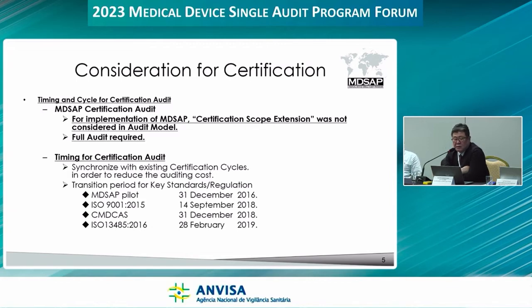In addition, the period between 2016 and 2019 was also a turning point for certification standards, and we had to consider many changes at the same time. For example, the MDSAP pilot finished in December 2016. Also, ISO 9001 was revised in September 2018, Cometicas in December 2018, and for ISO 13485, the 2016 edition, the transition period was specified as February 2019. Therefore, we had to consider such transition times.